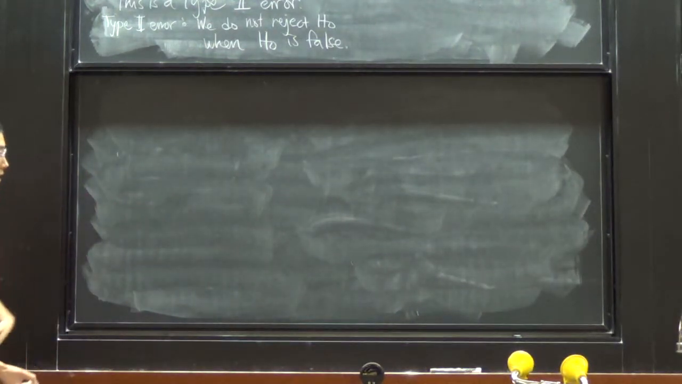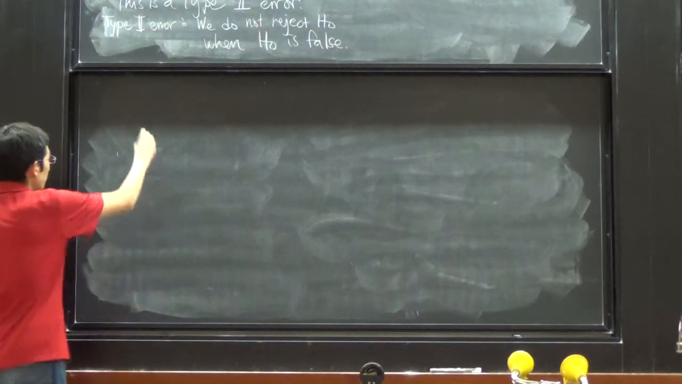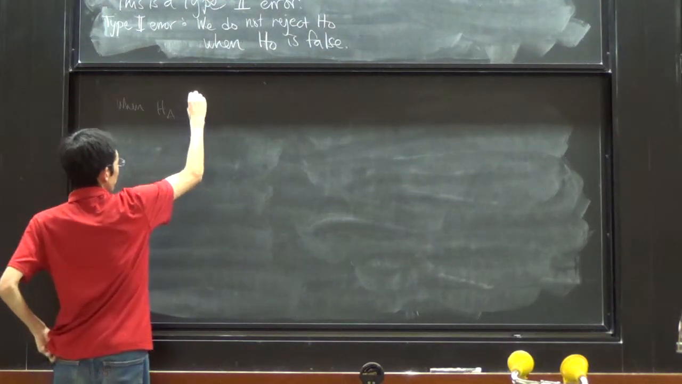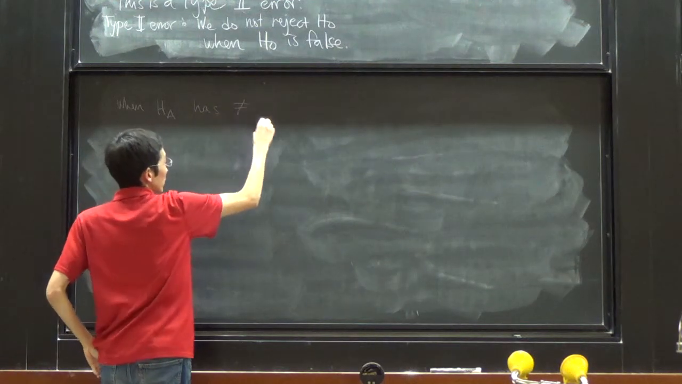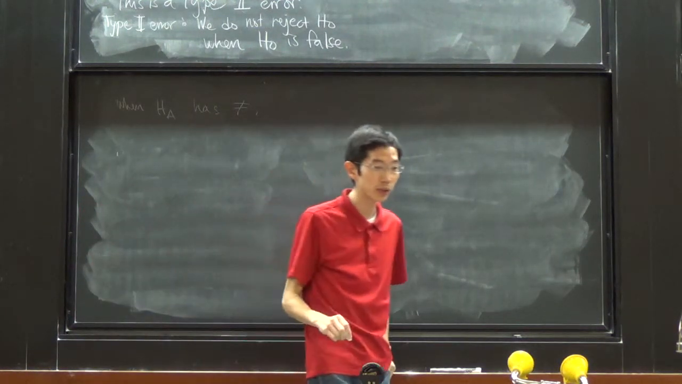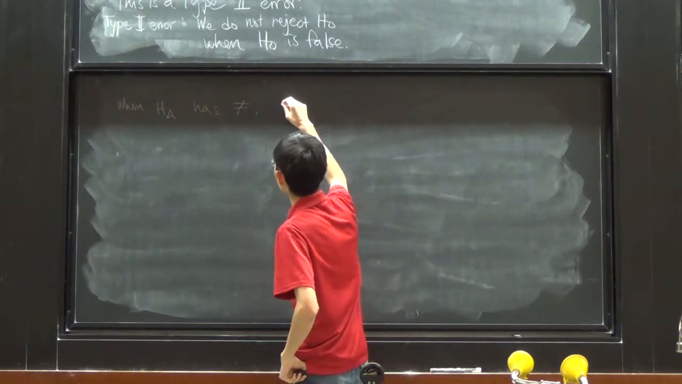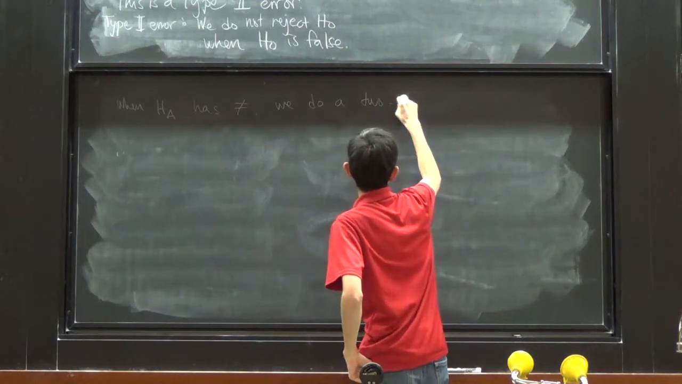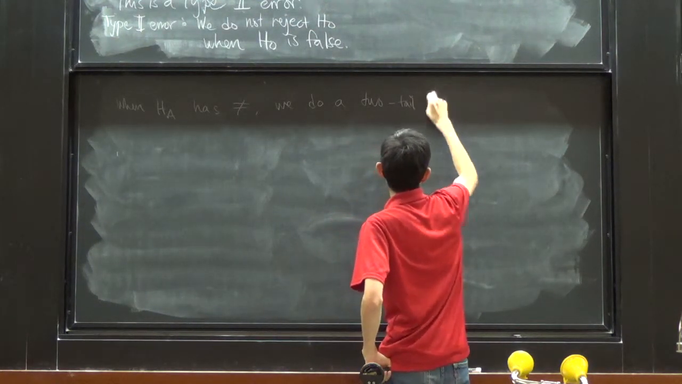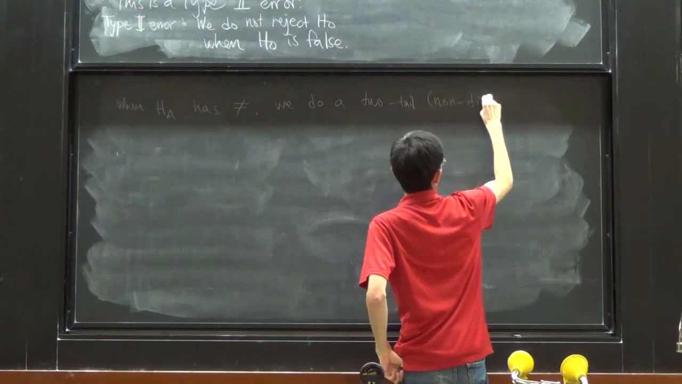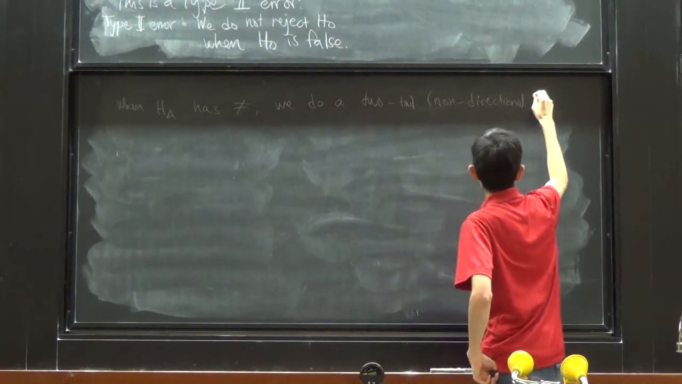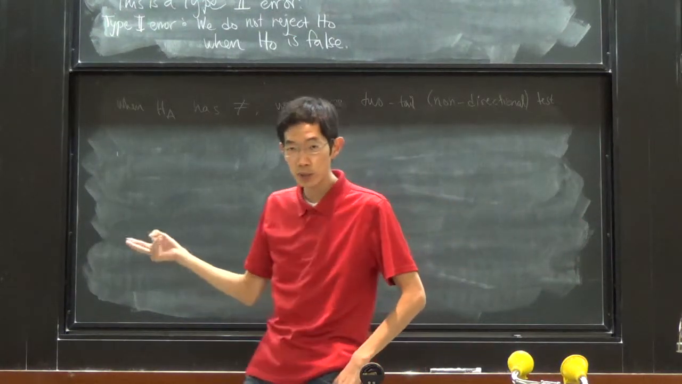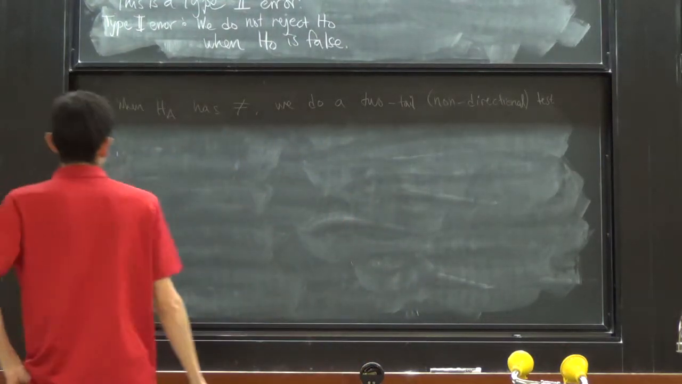Okay, so let's talk about t-tests some more. In our first t-test that we did, our alternative hypothesis had a not equal sign. So we did what we call a two-tail or non-directional test, and that involved doubling our tail area to get our p-value.